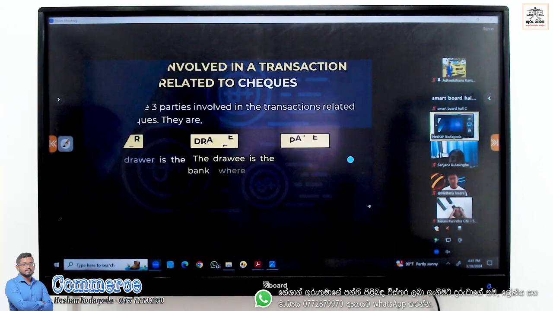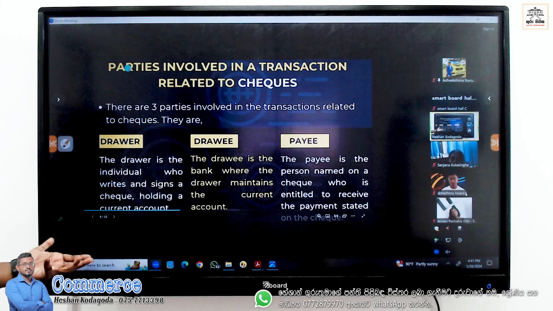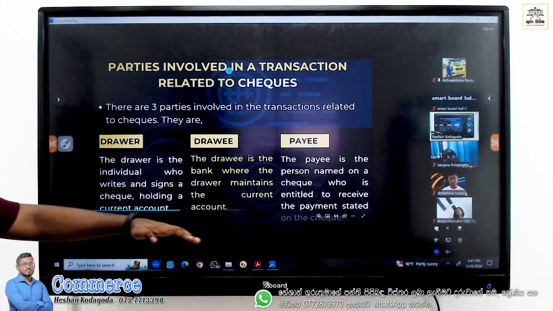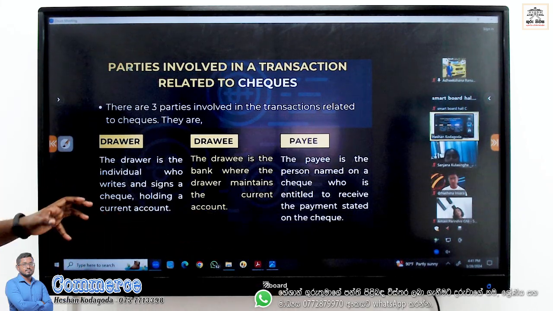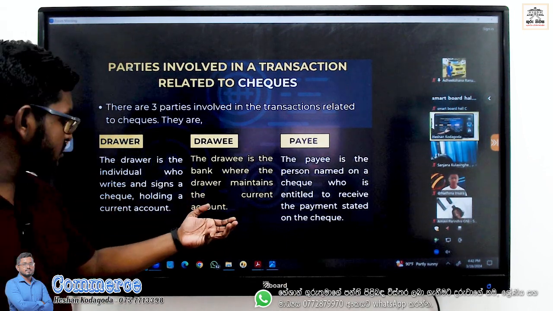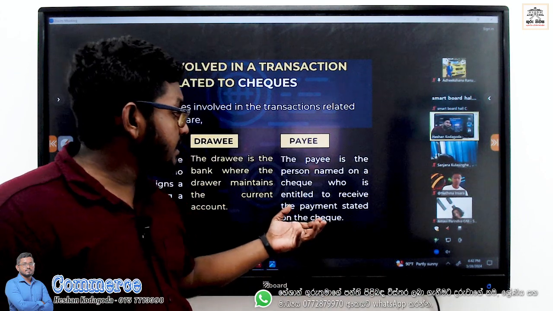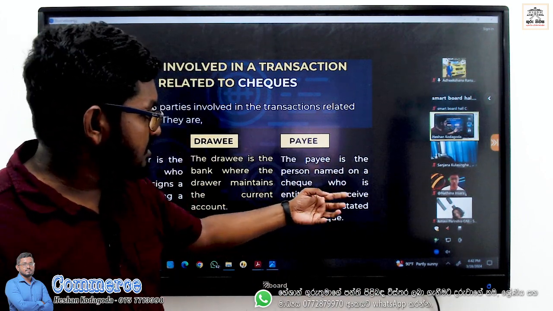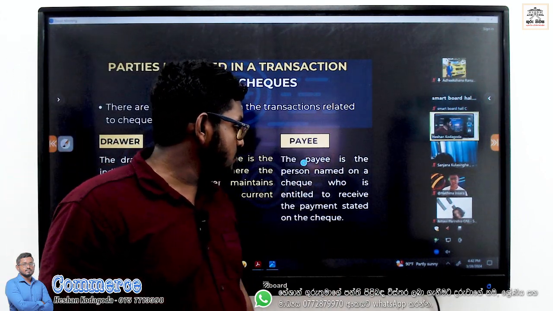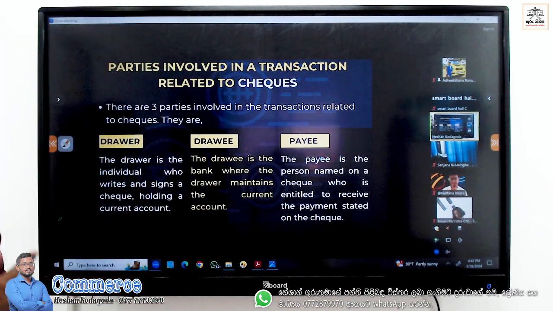Well done. Then in here you can see three parties: drawer, drawee, and payee. The drawer is the one who writes and signs the check. The drawee is the drawer's bank, right? The payee is the person named on the check who is entitled to receive the payment. Okay, let's move to the other one.